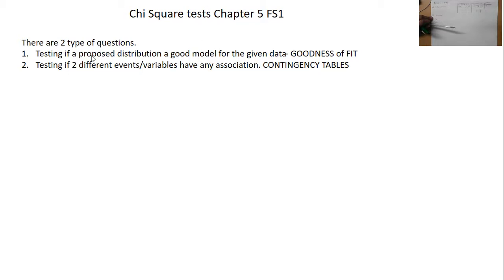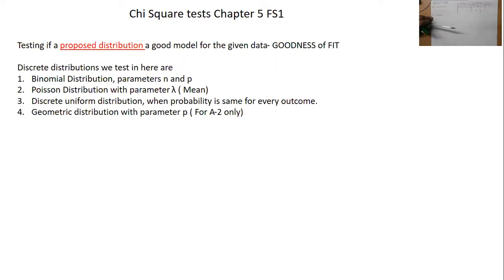There are two types of questions in this topic. The first is testing if a proposed distribution is a good model for the given data. It's called goodness of fit. The second is testing if two different events or variables have any association, or whether these events are independent or not. So we tackle the first type of question first.